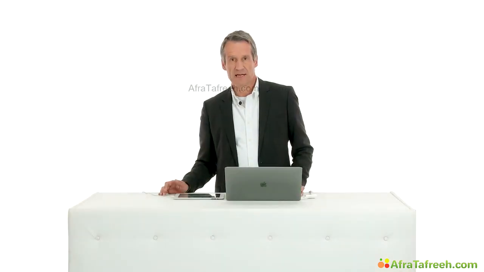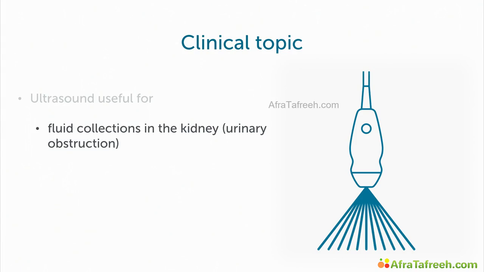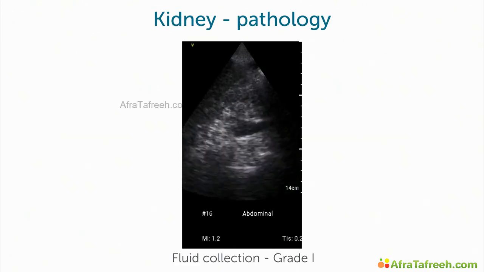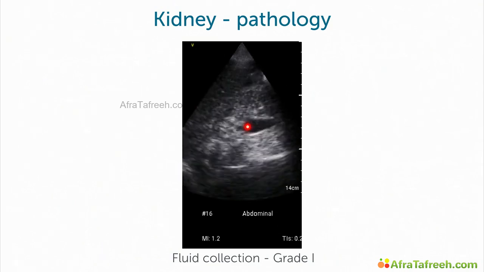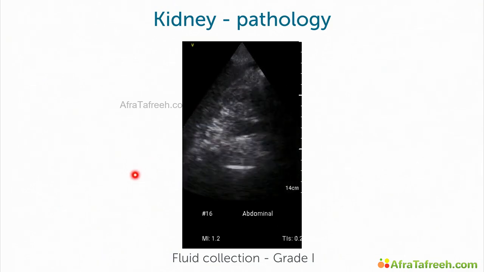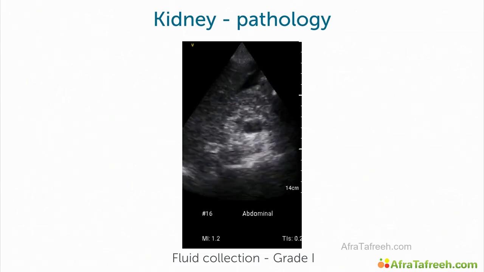Now let's take a look at some very important pathologies in the kidney. Primary care ultrasound, when scanning the kidney, is very useful for the detection of fluid collections, for the detection of stones, and of course for the detection of renal masses. Here you see a fluid collection in the kidney. That gives you a hint that there is some urinary obstruction between the kidney and the urinary bladder.